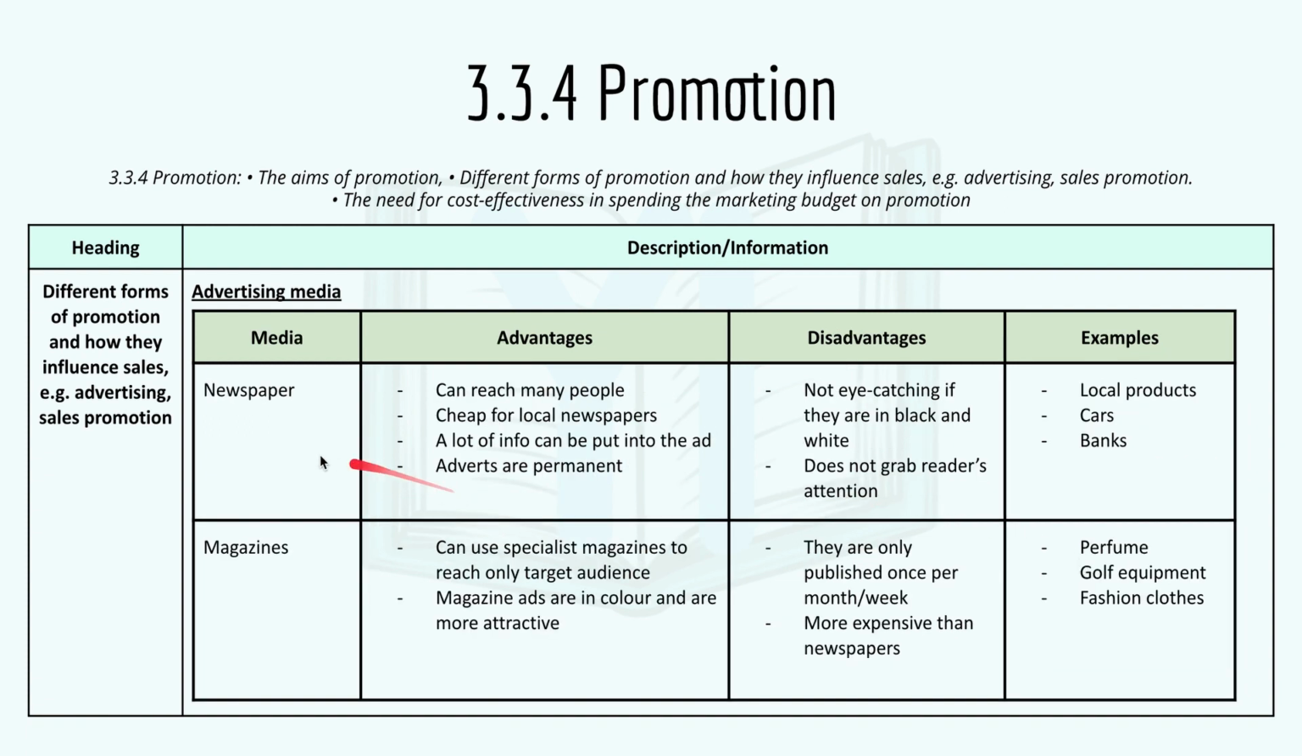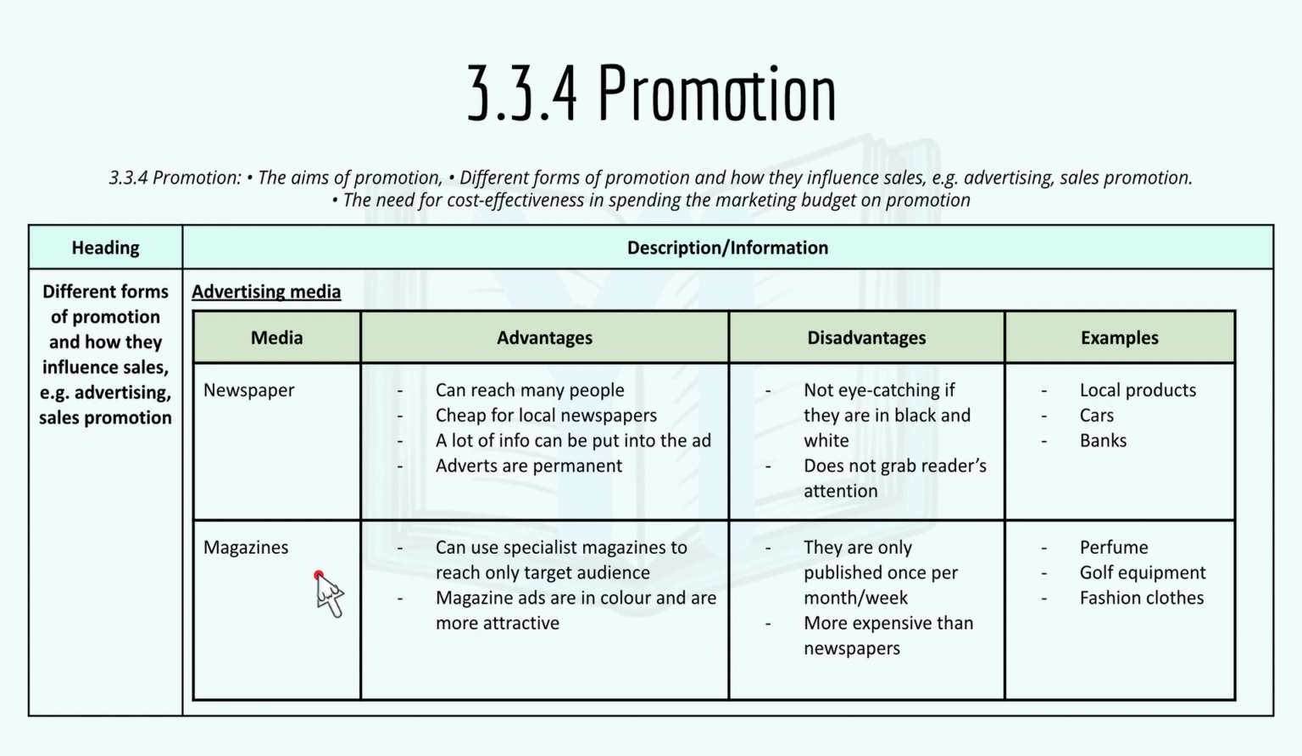Then we have newspaper. Advantages include it can reach many people and is cheap for a local newspaper. A lot of information can be put into the advertisement and the adverts are permanent. But disadvantages include it's not eye-catching if it's in black and white, and it doesn't grab the reader's attention. Examples include you can advertise local products, cars, and some banks.